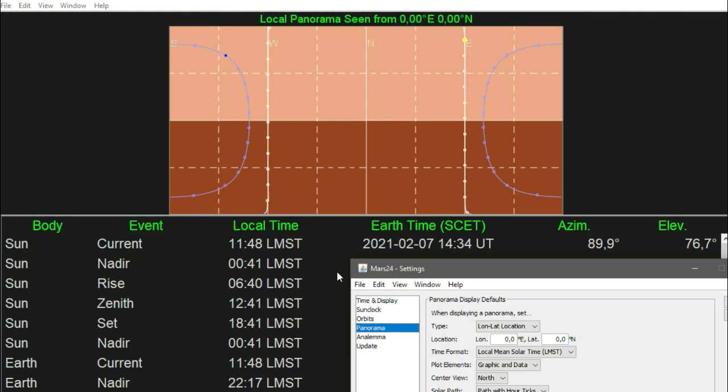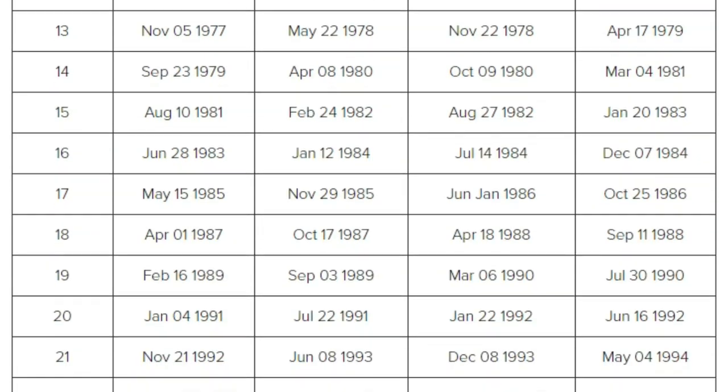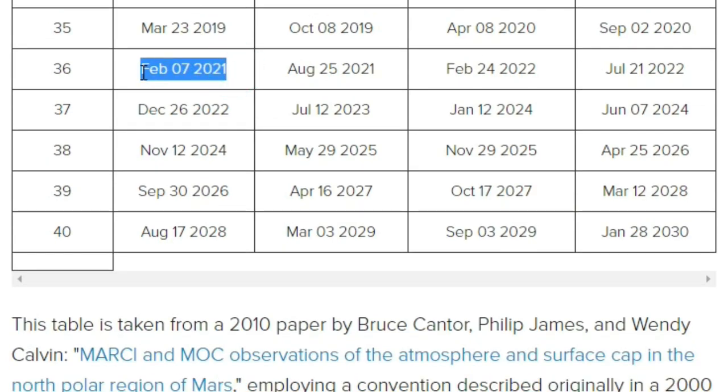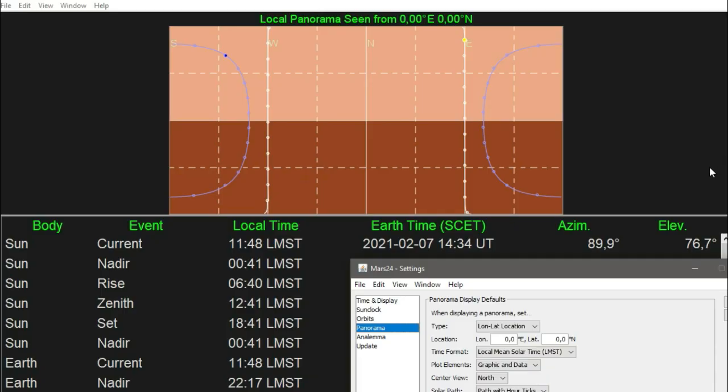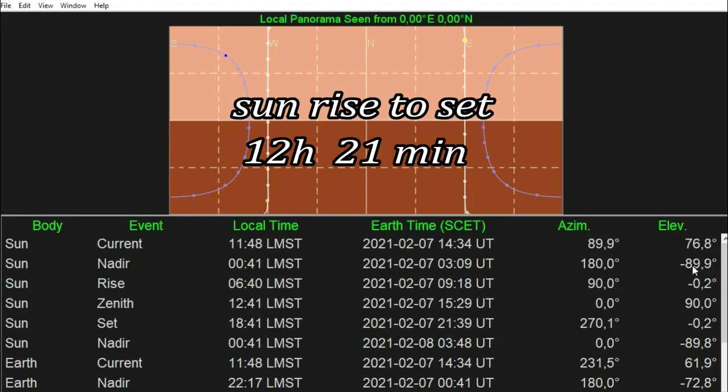Let's take some more data from this Mars 24 clock app. I'm here at the prime meridian, at the spring equinox. February 7, 2021. Here we are on Mars Prime Meridian at the equator. Sunrise is 9:18 and the sunset is 21:39. That's 12 hours and 21 minutes.